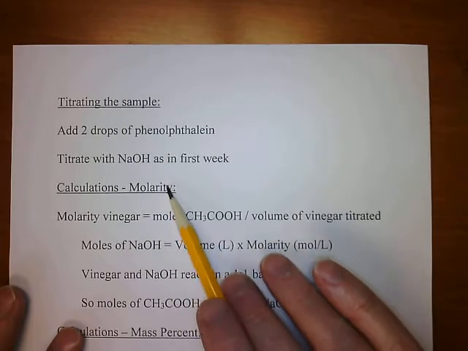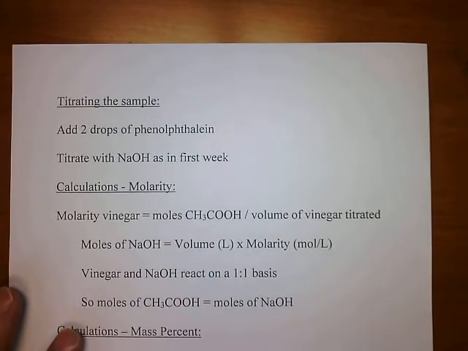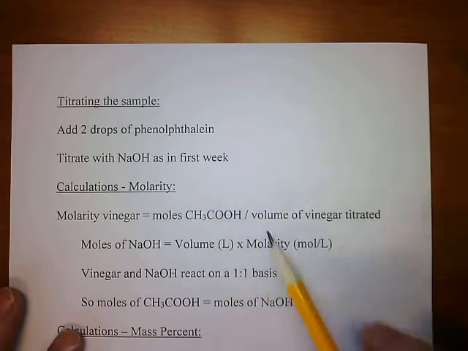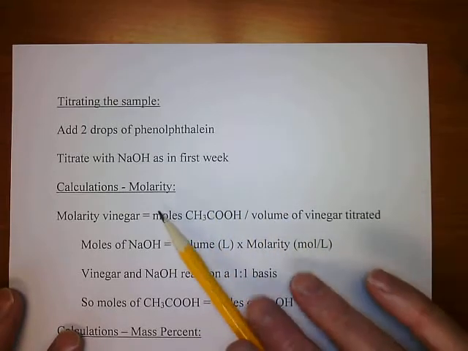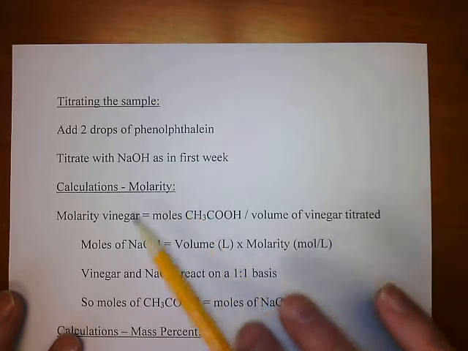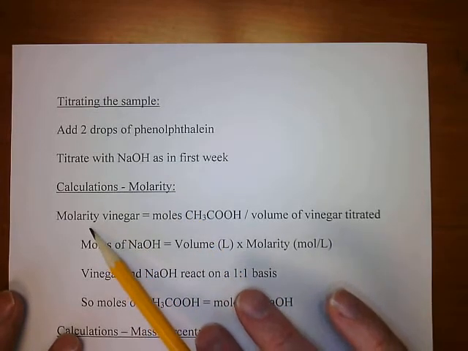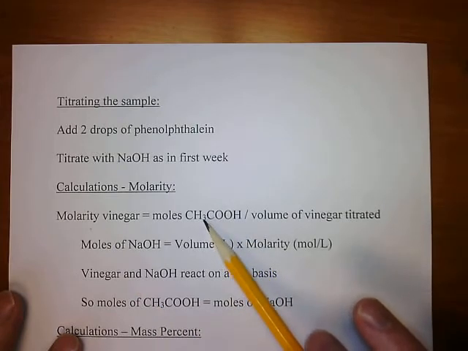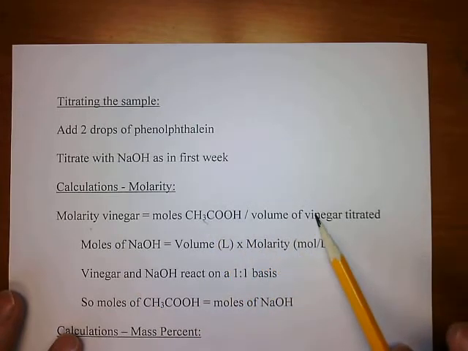So how do we do our calculations for the molarity? What are the units on molarity? Molarity is a concentration term. It's moles per liter. So the molarity of the vinegar will be the moles of acetic acid in the vinegar divided by the volume of the vinegar that you titrated.